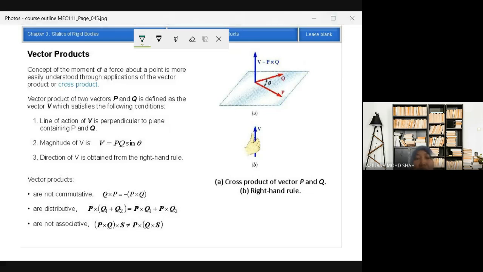So kita boleh tengok that the line of action of V ni, okay. So yang ini memang perpendicular lah. So maksudnya moment kamu mesti akan sudut 90 degree from the plane. Mesti 90 degree. Dia tak akan lebih daripada 90. Mesti 90. Okay.